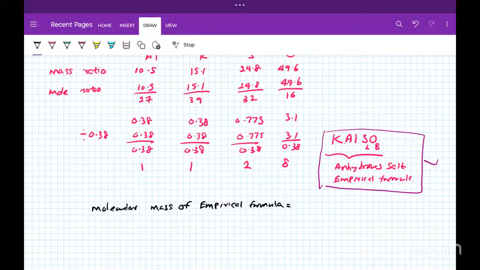Here there is no way to calculate the molecular formula actually because molecular mass is not provided, but we can deal with empirical formulas. So we can take like this, 39 into 1 plus 27 into 1 plus 32 into 2 plus 8 into 16. This should be 258.